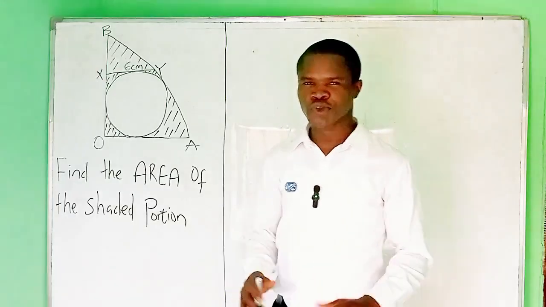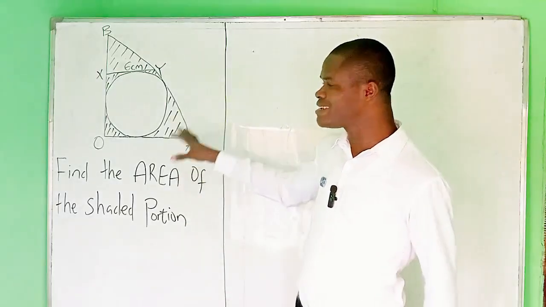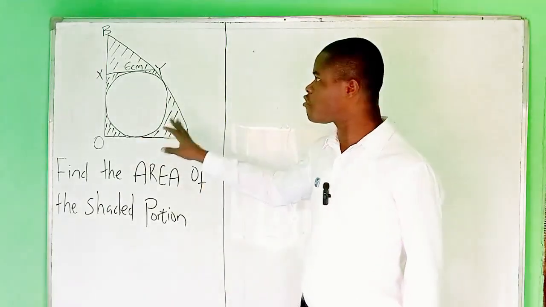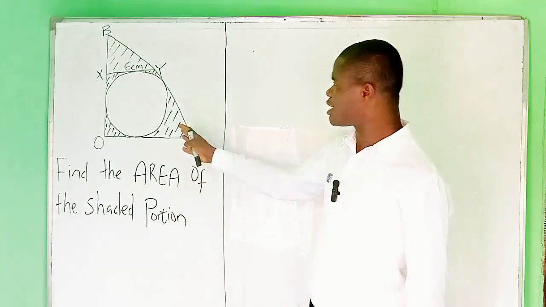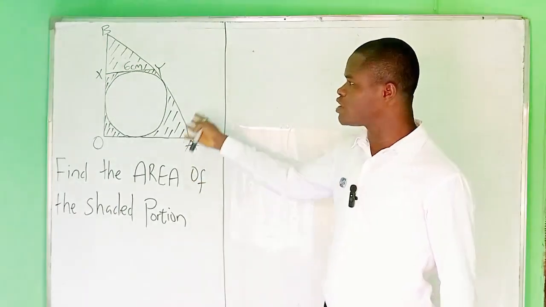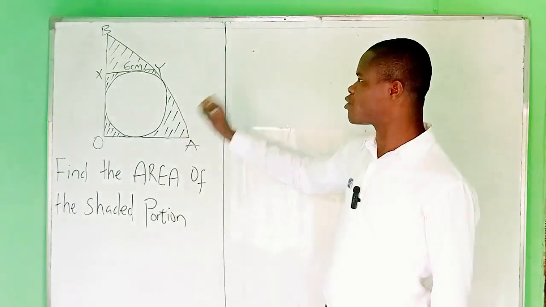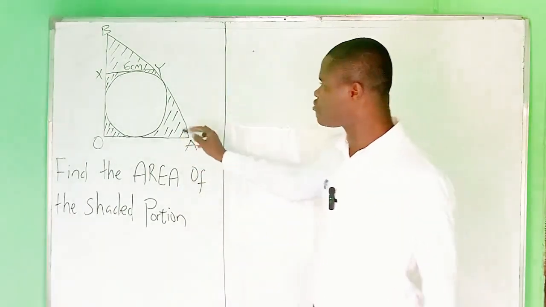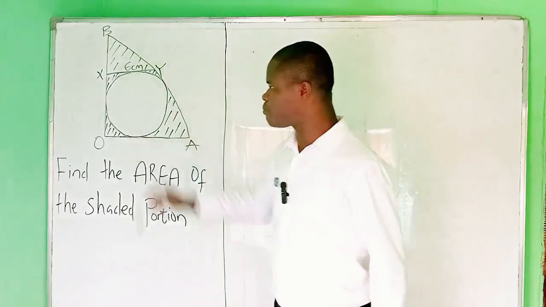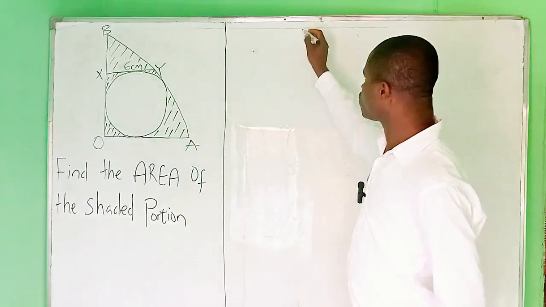So in this lesson, I want to show you how to determine the area of the shaded portion for a figure like this. So look at this very well. We are given a quadrant with a circle inscribed inside the quadrant. So we are asked to find the area of this shaded portion. Okay, so solution.